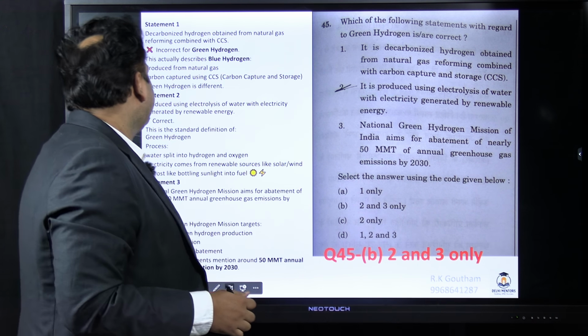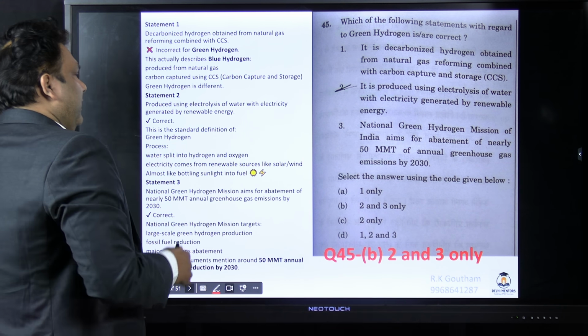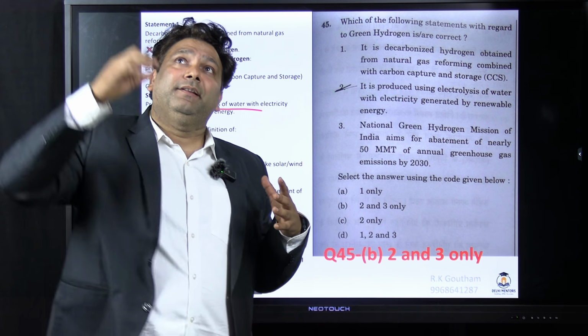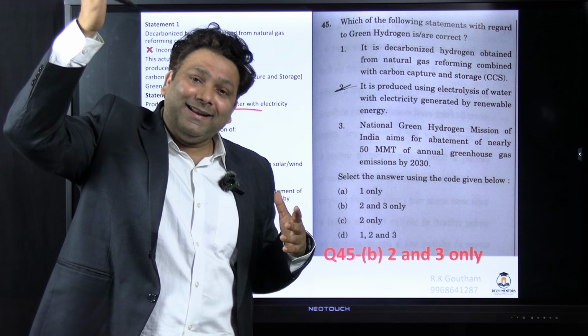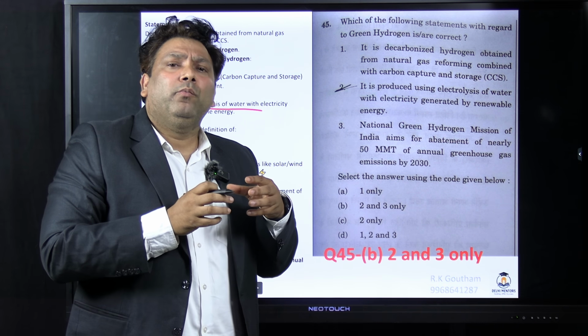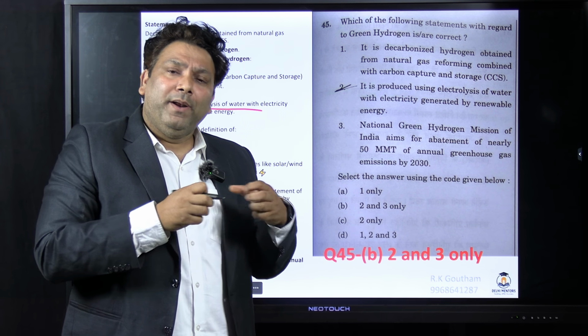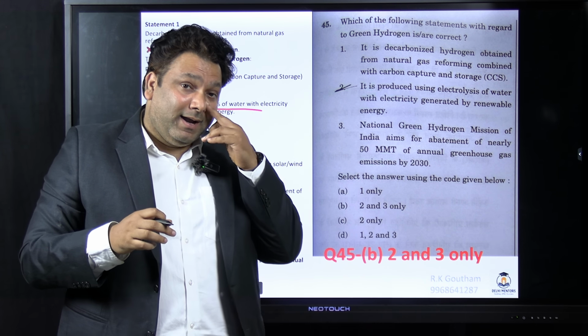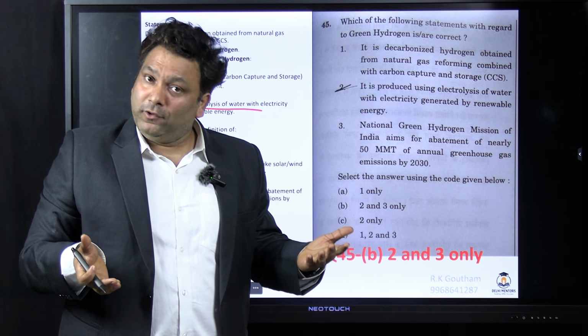So green hydrogen means it is produced by electrolysis of water. Means solar, means sun energy, using that you break water, and by breaking water you'll be producing hydrogen and oxygen separately, and in this there is no pollution involved.